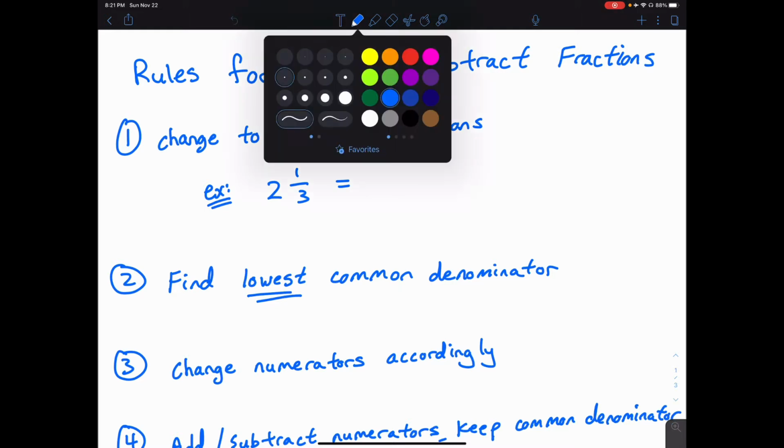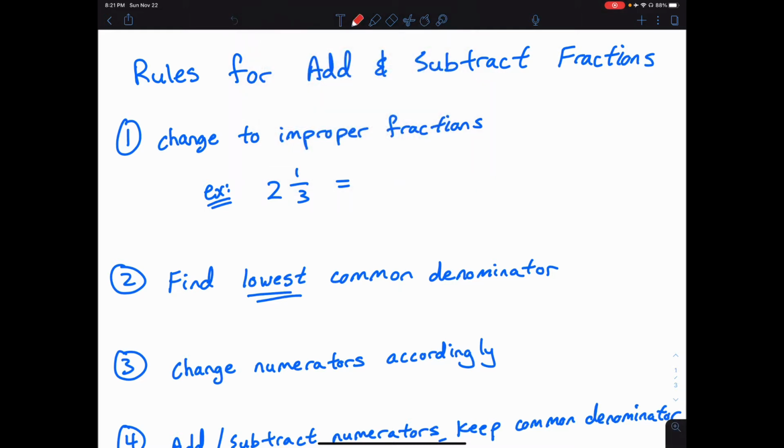So as a reminder, 2 and 1/3, this is a mixed fraction. We want to change it to improper so it helps us do the calculations later. We do that by taking the denominator and we first multiply it to the whole number and then we add it to the numerator. So let's figure out what this is. 3 times 2 gives us 6, plus 1 gives us 7. So it becomes 7/3. So it's always multiply, then add, right? Multiply, then add.